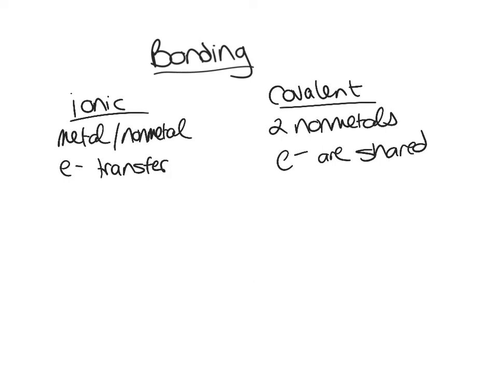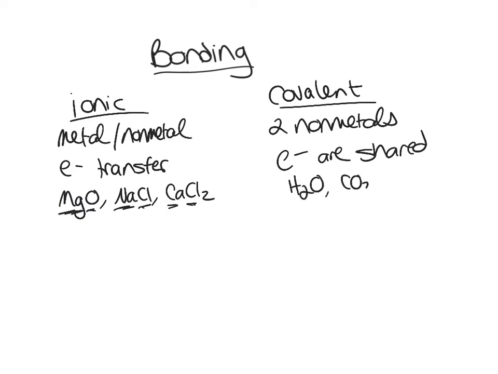Okay. Examples of things that are ionically bonded are MgO, NaCl, CaCl2. All of those have a metal and a nonmetal. Covalent bonds are going to be something like water, which is two nonmetals, carbon dioxide, which is nonmetals, CH4, which is nonmetals, etc.